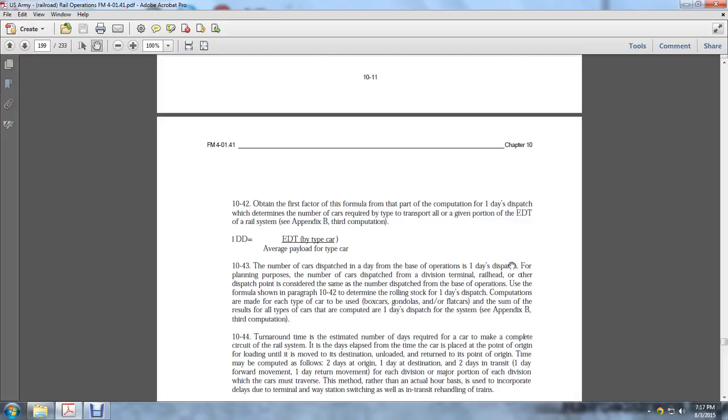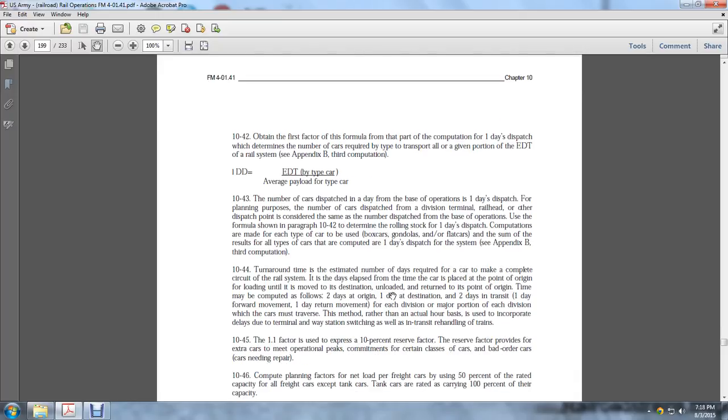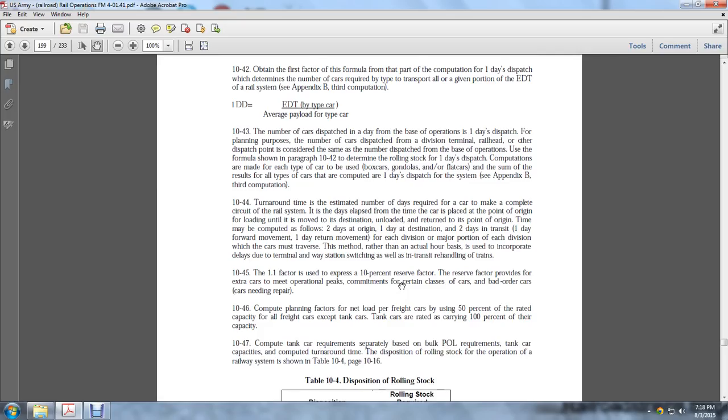1044. Turnaround time is the estimated number of days required for the car to make the complete circuit of the railway system. It is the days elapsed from the time the car is placed at the point of origin for loading, moved forward to destination, unloaded, and returned to the point of origin. It may be computed as follows: 5 days to origin, 1 day to destination, 2 days in transit, 1 day forward of the movement, and 1 day to train of the movement for each division, major division, or portion of each division which cars must traverse. This method, rather than an actual hour basis, is used to incorporate the delays due to terminal and way station switching in the transit of railway handling trains.